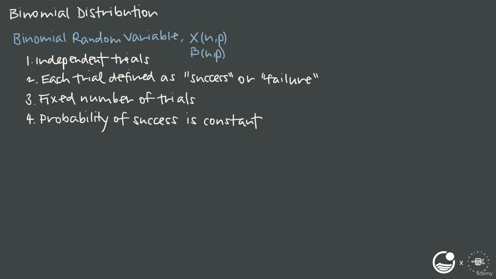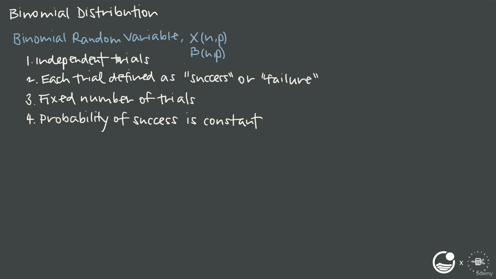So let's take the simplest example of flipping a coin. When we flip a coin multiple times and we call each coin flip one trial, those are independent trials because each coin flip is not affected by any of the other coin flips. Whether we flip heads or tails on one flip is totally independent of whether we flip heads or tails on another flip. So we have independent trials.